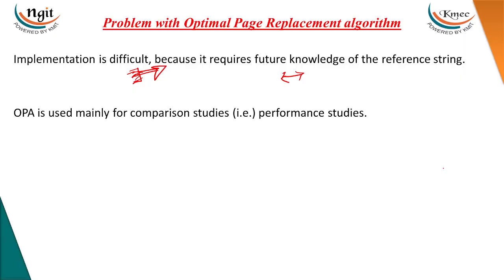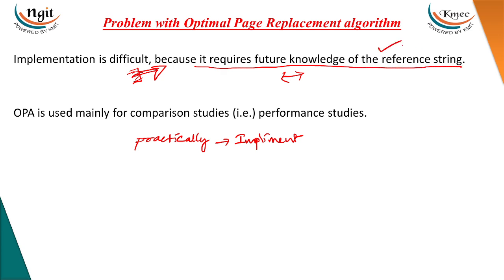Now let's see the problem with the optimal page replacement algorithm. Here, the optimal page replacement algorithm is practically impossible to implement, which is difficult. Why? Because the optimal page replacement algorithm needs future knowledge of the reference string. That means we need to predict which page will be referenced in the near future. So that's a difficult task.